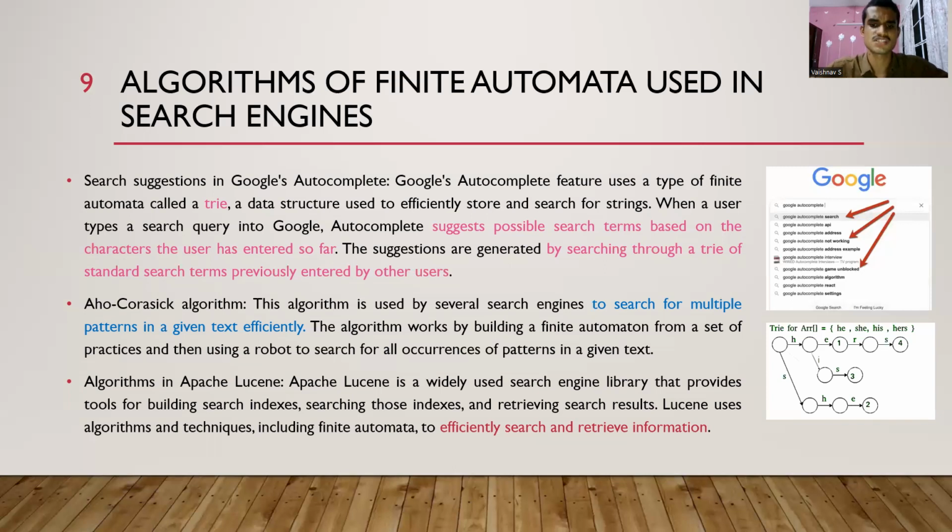A widely used search engine library, Apache Lucene, provides tools for building search indexes, searching those indexes, and retrieving search results. Lucene uses algorithms and techniques, including finite automata, to efficiently search and retrieve information. These algorithms take into account various factors such as the relevance of the web page's content, the quality of the web page, and the popularity of the web page, among other factors.